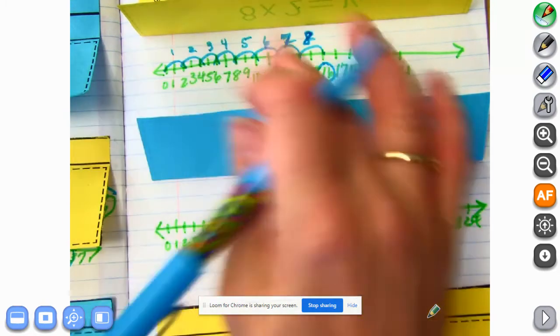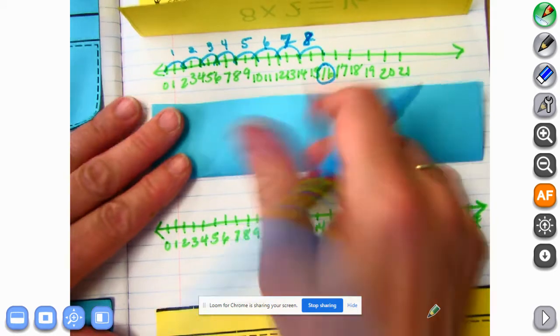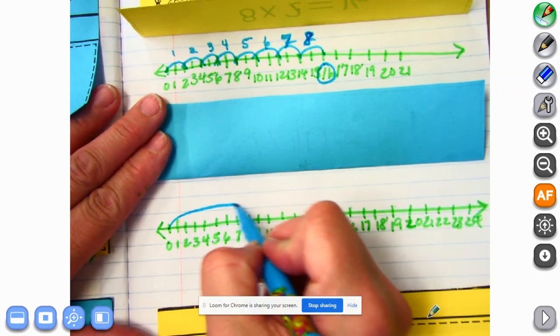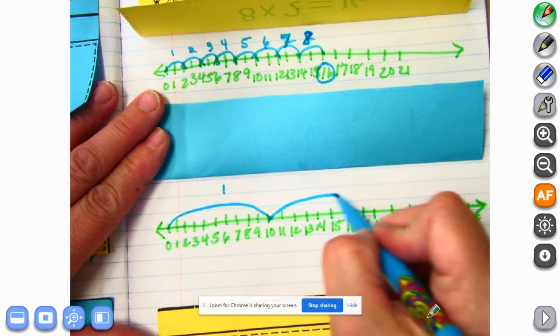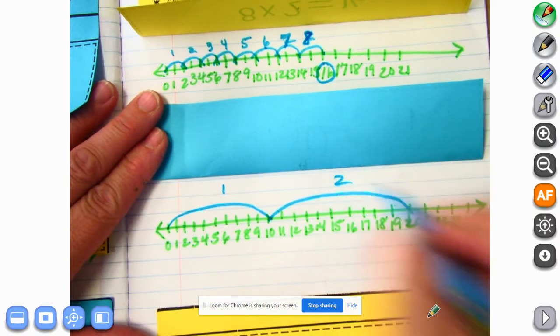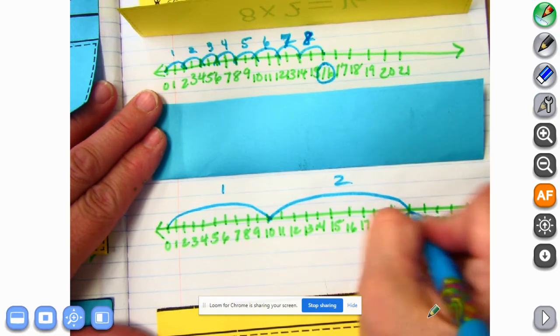So it says I'm going to be doing 2 jumps of 10. So from 0 to 10, that's 1 jump. And then 10 plus 10 is 20. So that's the second jump. So 20 is our answer.